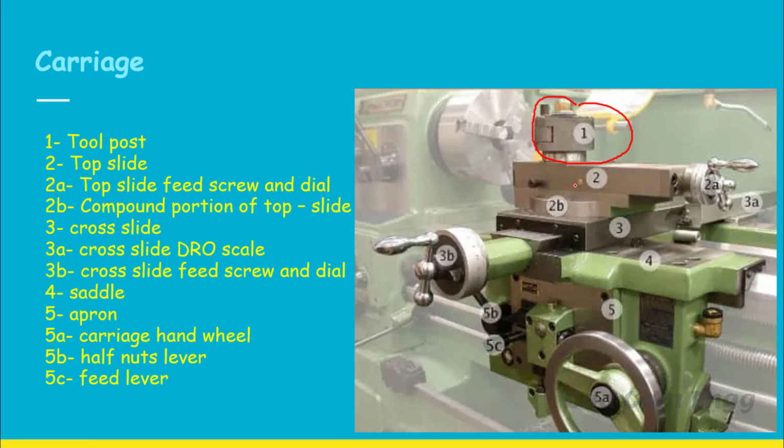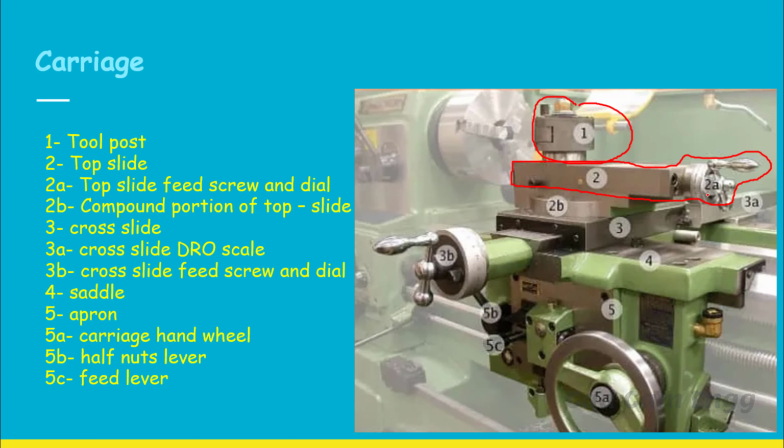Next one is the top slide. See, this is the top slide. In the top slide we have one handle also. We use this handle to move the cross feed, and also we move the front and back. The tool post can be moved front and back using the top slide.